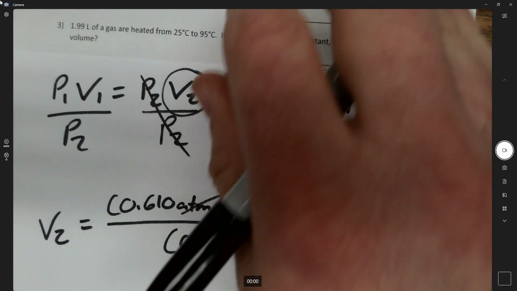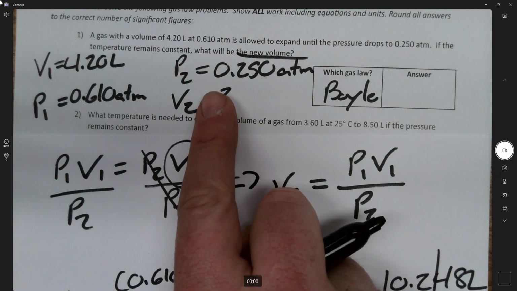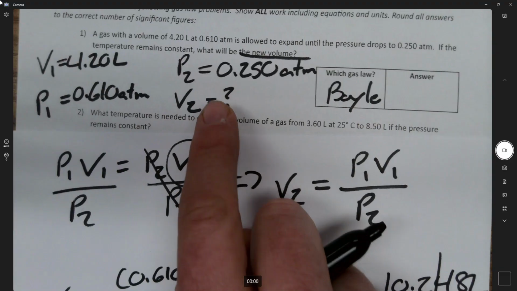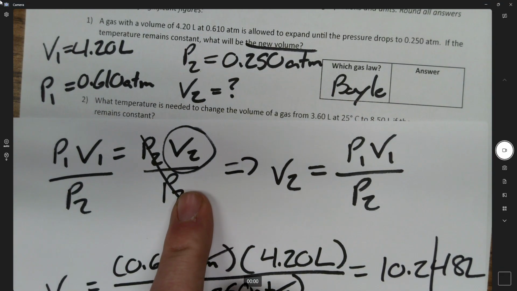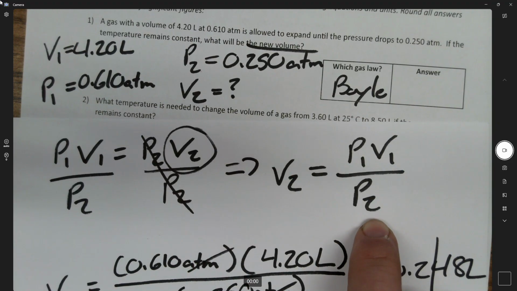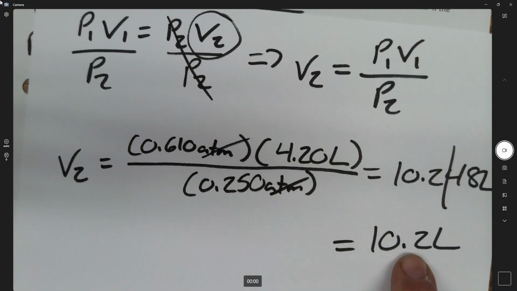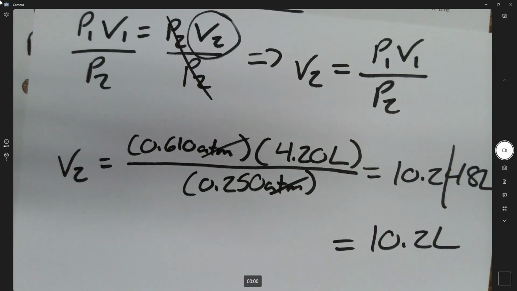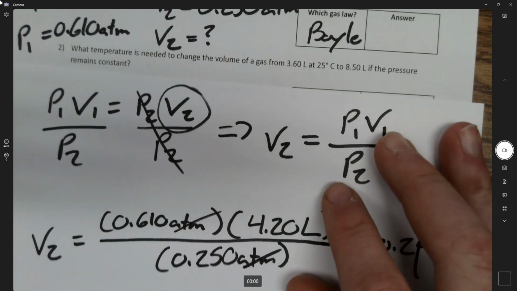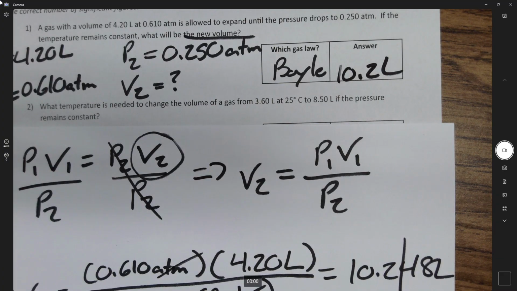What I expect to see in your questions: variables, identify them. Equation, your original equation, how you modified your equation. Your plug and chug and your final answer. You don't have to show me where you rounded. I'm going to see where you rounded because you're going to put your final answer in the box, 10.2 liters.